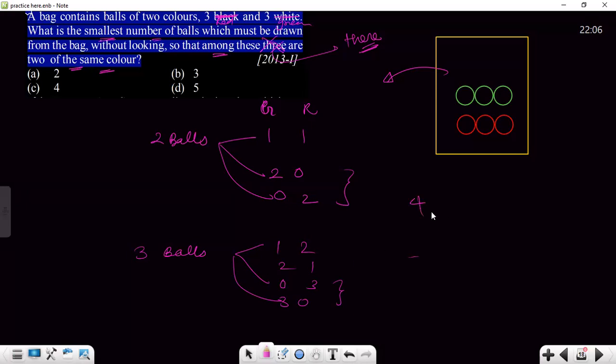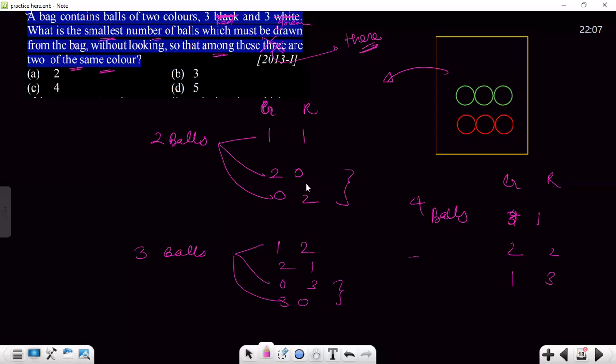Now, when we talk about withdrawing 4 balls, we cannot start with withdrawing 4 green balls because they are not available. So 3 and then 1 has to be written. And then 2 and 2. And then 1 and 3. Now 0 and 4 also cannot be written because there are no 4 red balls. So that's why here we'll have balls of 2 same color.